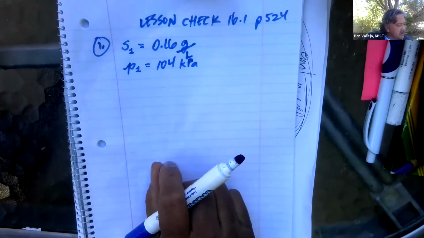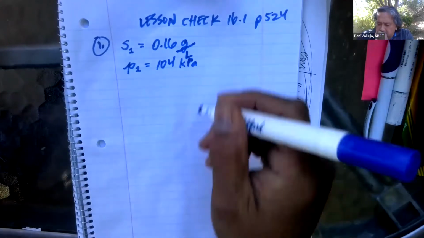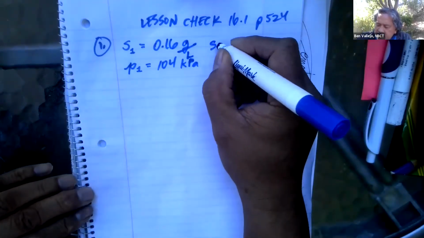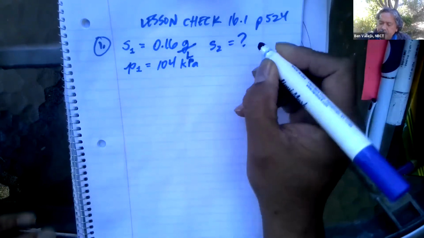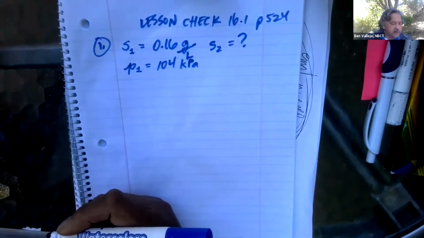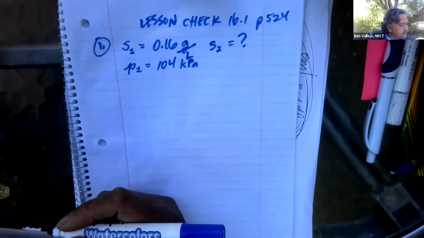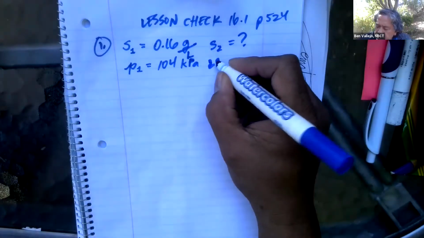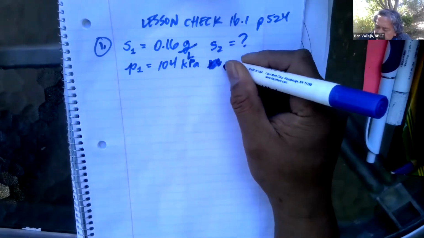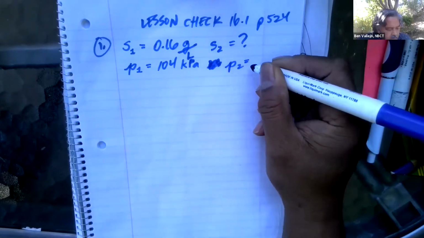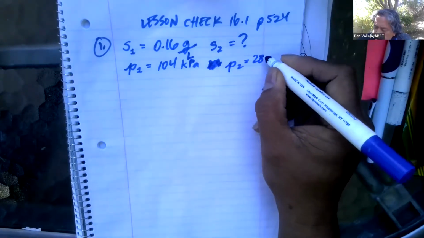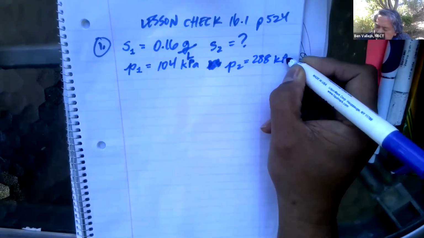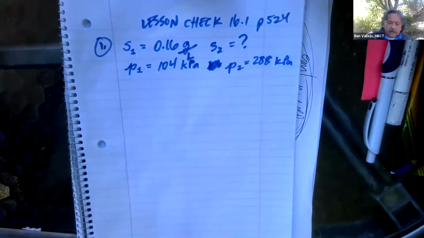So it says, what is the solubility when the pressure of the gas is increased to 288? So they're asking for the second solubility. So you're going to solve for S2. And the pressure of the gas is increased to 288 kilopascals. Oops, I didn't say what that was. P2 is equal to 288 kilopascals.